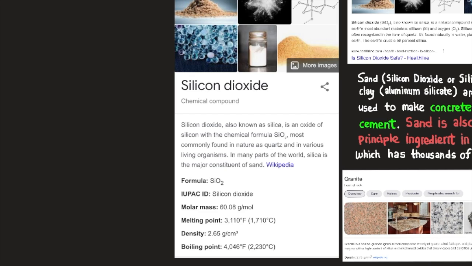The formula of silicon dioxide is SiO2, with a molar mass of 60.08 grams per mole. Its melting point is 3,110 degrees Fahrenheit, 1,710 degrees Celsius, with a density of 2.65 grams per centimeter cubed, and a boiling point of 4,046 degrees Fahrenheit or 2,230 degrees Celsius.